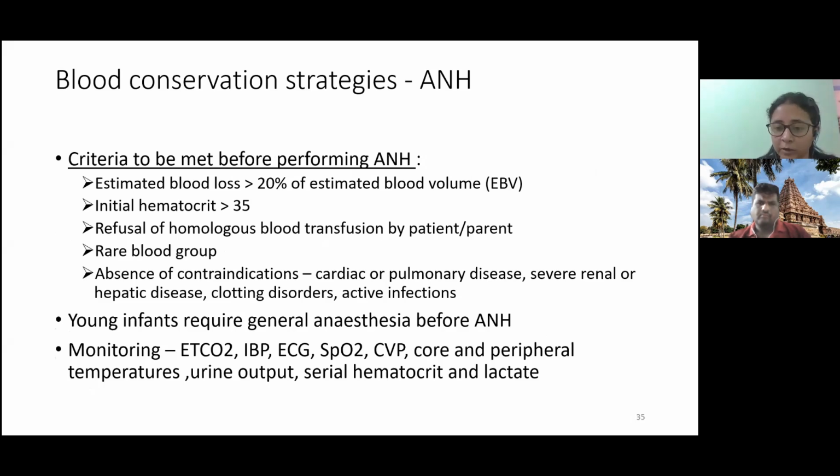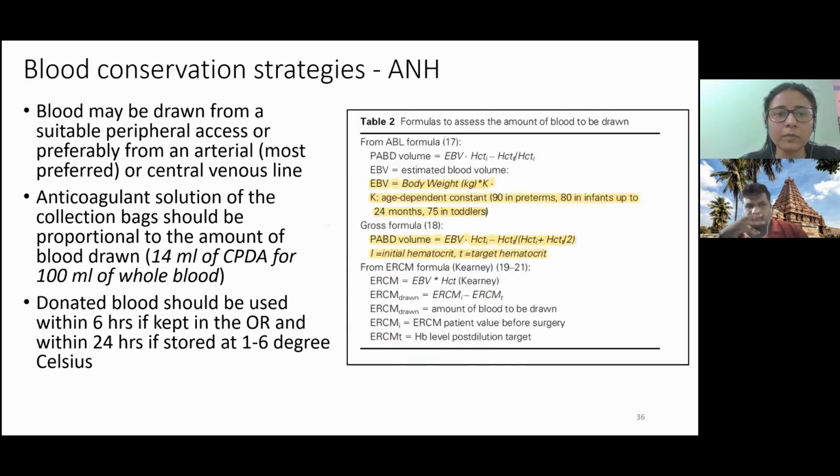So the full montage of monitoring has to be instituted before we actually start ANH in these patients, including end-tidal CO2, IBP, ECG, SpO2, CVP, core and peripheral temperatures, urine output, as well as serial hematocrit and lactate monitoring. So blood may be drawn from a suitable peripheral access or from an arterial or central venous line. Now we know that the drawback of peripheral access is that it is very difficult to get a continuous flow of blood, and in most children the central venous lines have a smaller gauge, and because of small gauge and increased length, they offer increased resistance to aspiration. So the most suitable route for withdrawing blood for ANH seems to be an arterial line.